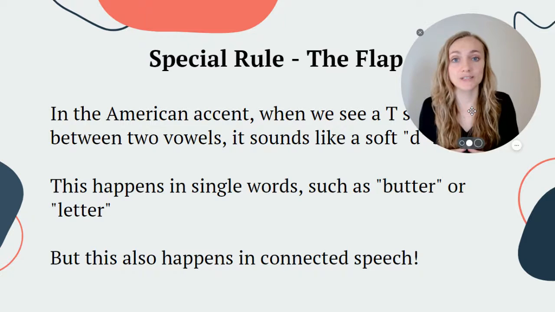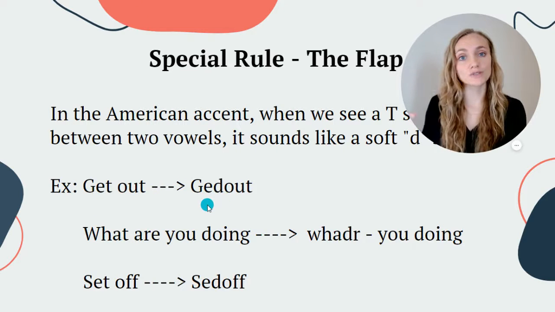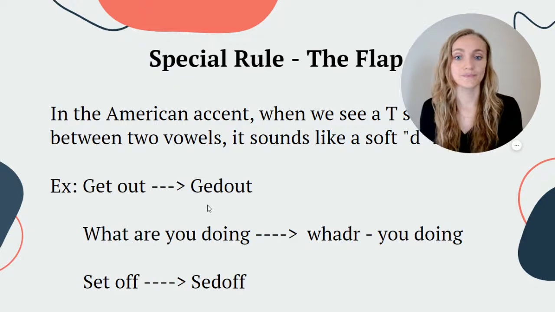And because of connected speech, this also happens when we are putting words together, when we are forming utterances and sentences, okay? So for example, if I have these two words together, get out, because this T is in between two vowel sounds, it'll actually sound like a D, and the words will connect together. Get out, get out of here.